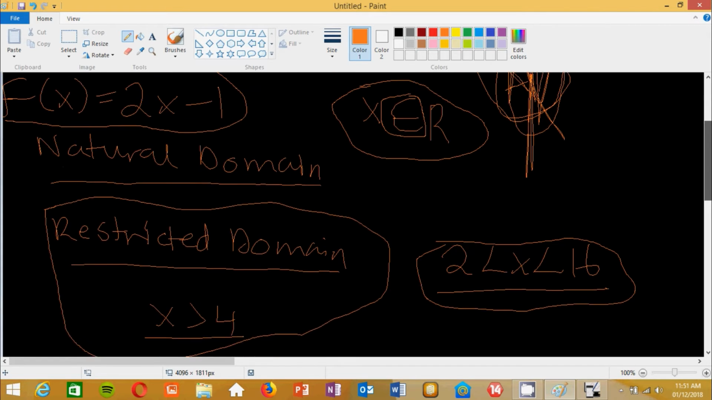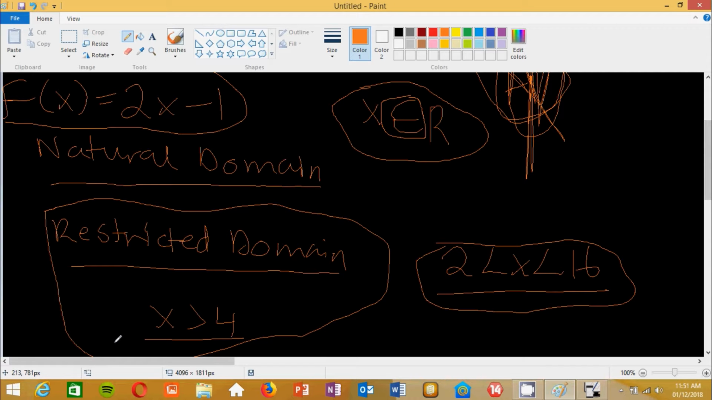Now, there's another type of domain that is called the restricted domain. The restricted domain means I, as the user of the function, am the one deciding what numbers I want the function to work with. For example, the natural domain of this function says that it can handle every single number there is. But what if I say, well, look, I'm not interested in every single number there is, I'm just interested in x values that are greater than 4. So I say the domain of this function should be x is greater than 4.